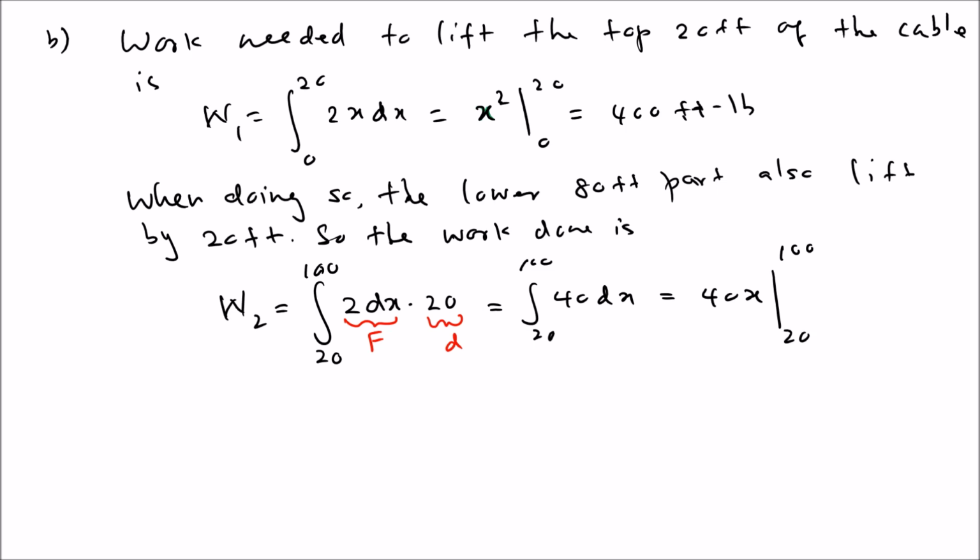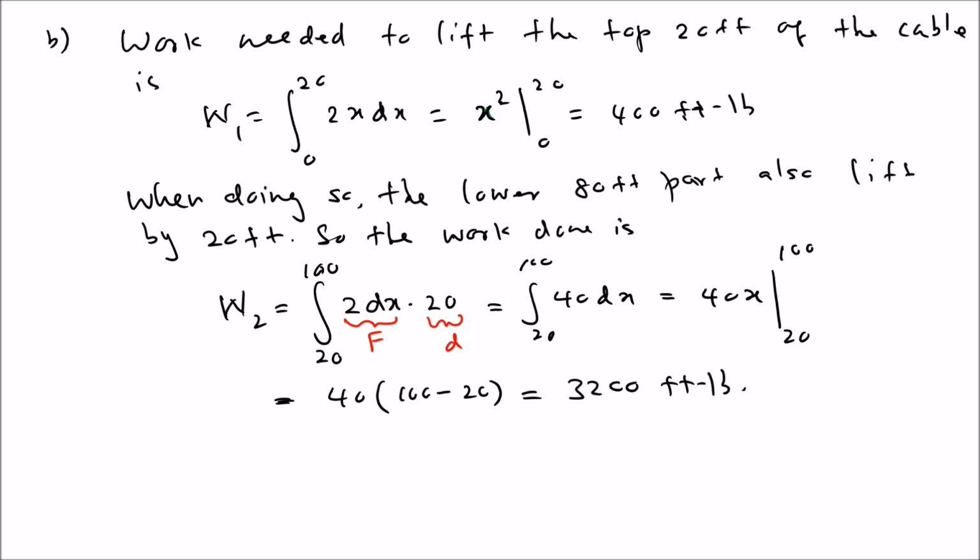120. So this is a very simple calculation. You can see the 40 times 100 minus 20. So it is 3200 foot-pounds. Okay, so that's for the second part.